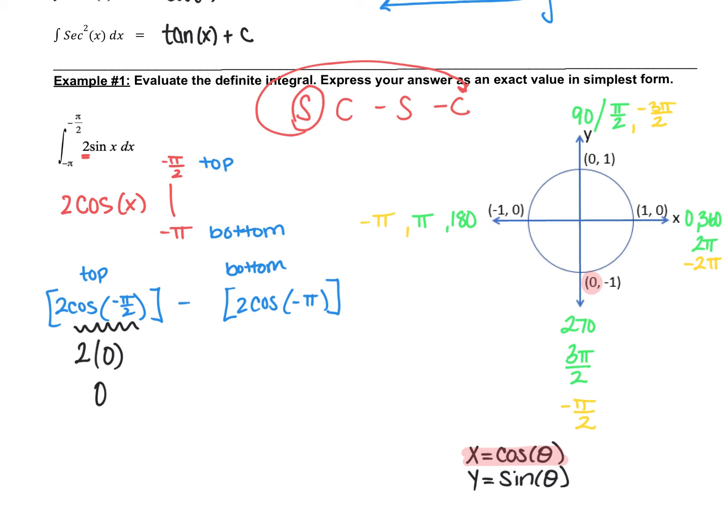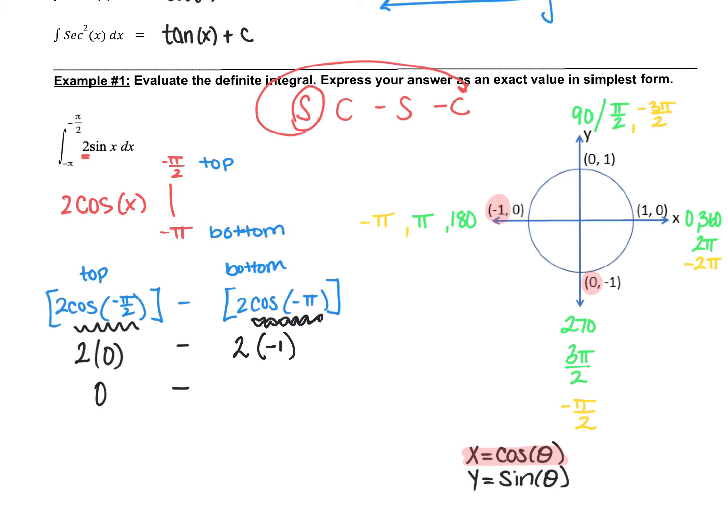So 2 times 0 gives me 0. And now I'm going to subtract 2 cosine of negative pi. So I need to find cosine of negative pi. If we go to the angle measurement of negative pi, we're going to look again at my x value. My x value here is negative 1. So I've got my 2 in front still, and then cosine of negative pi is negative 1.